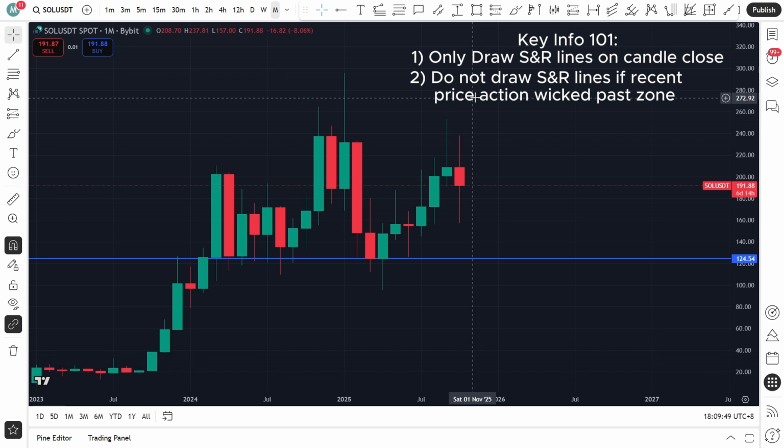So instead, draw your lines at fresh levels, places where price hasn't spiked through yet. That's where the big reaction is more likely to happen. So for this peak, because this has grabbed liquidity, there will be no resistance line, and same for here because liquidity has already been taken, and same for here, price action already moved past this zone.